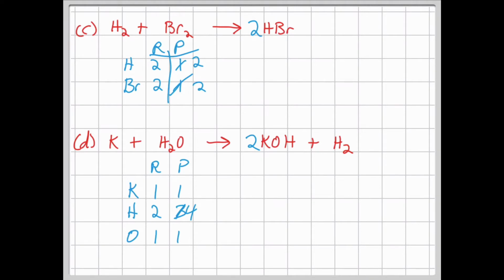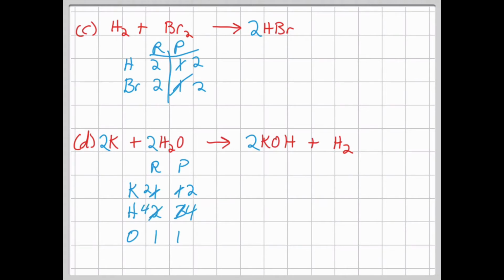But when I put the coefficient of 2 there, I also changed my potassium to 2. So I need to put a 2 in front of my potassium on the reactant side also. Now my potassium is balanced. My hydrogen is not balanced. Why is my hydrogen not balanced? Well, because I have too many. So I put 2 there. Now I've got 4 hydrogens.